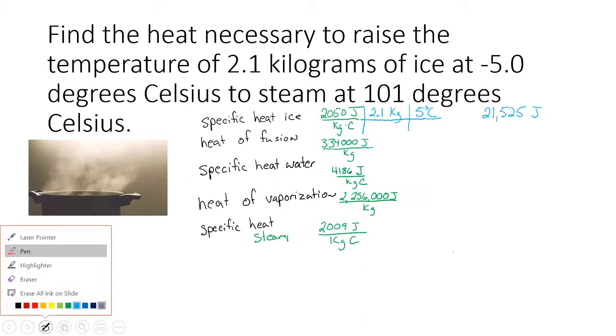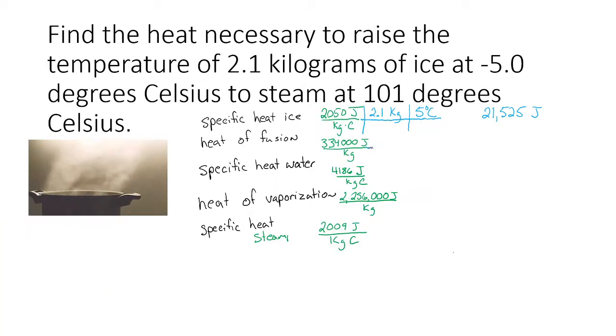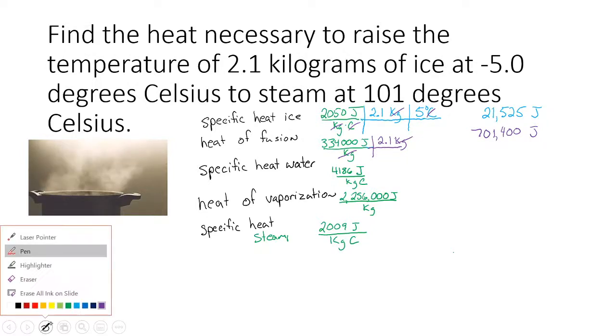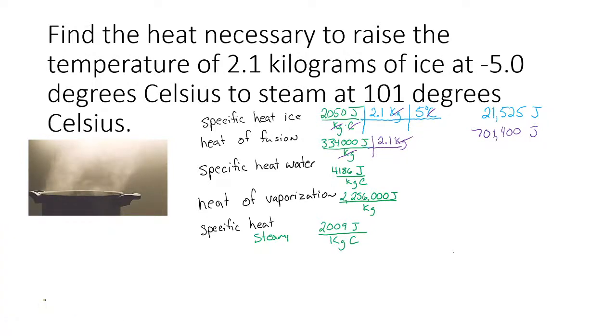Okay, the next thing we want to do is find the heat of fusion. Again, simple unit analysis will just tell us that we've got to get rid of the kilograms on the bottom, like so. And up here we canceled the kilograms and the degrees Celsius. So we take our heat of fusion, 334,000, and multiply that by 2.1 to get 701,400 joules.